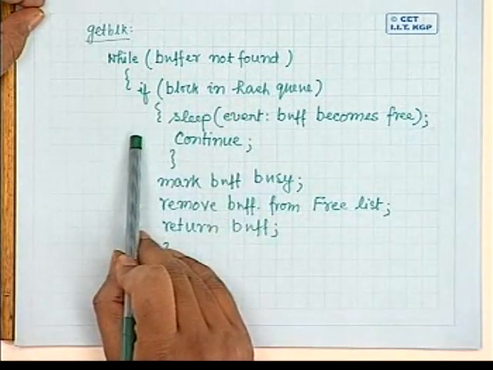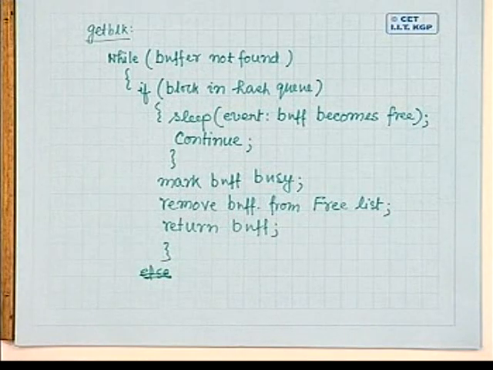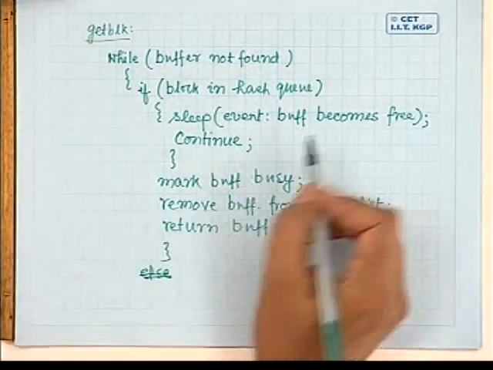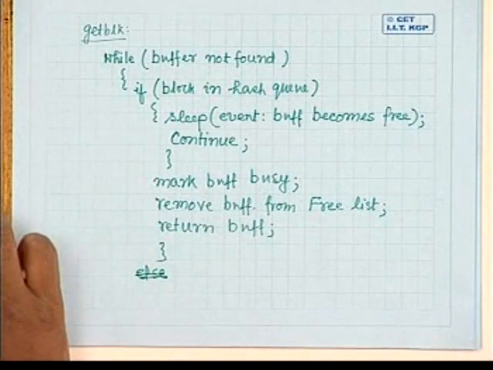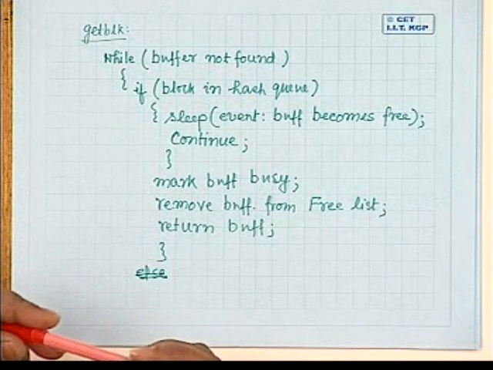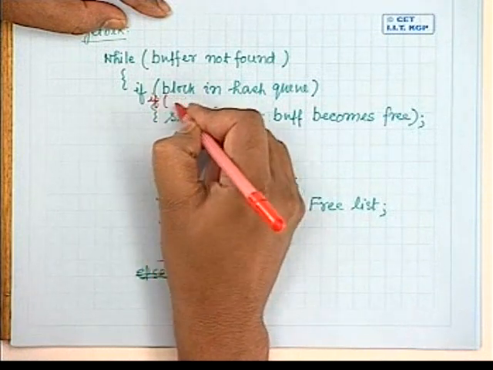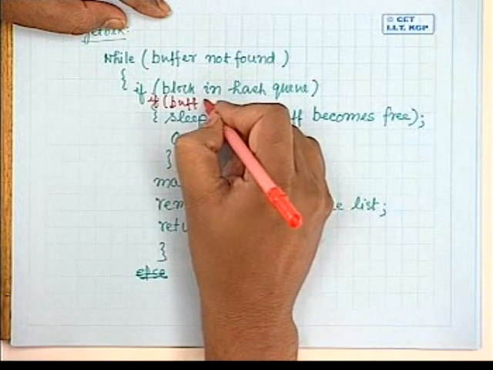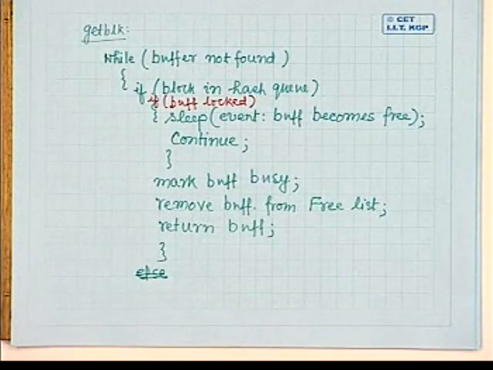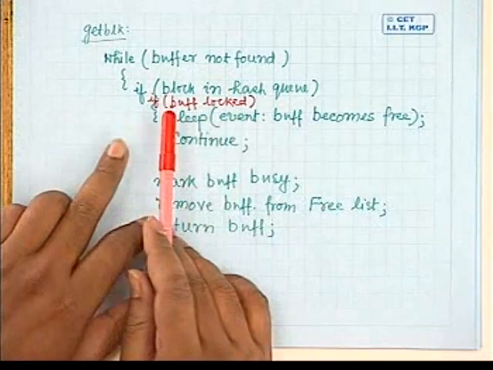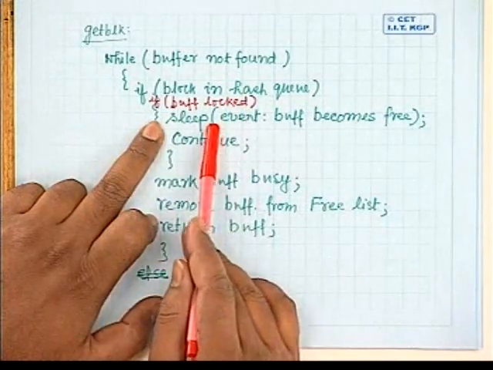So if the block is present in the hash queue, there should be one more condition: the block is present in the hash queue and at the same time the buffer is locked. Okay. I'll put it here. If buffer locked. So I can have a situation that the block is present in the hash queue, but the buffer is locked. That means the data is present, but it is being used by some other process.